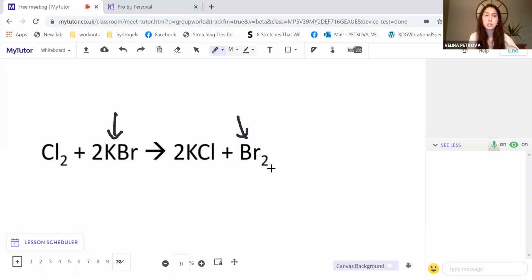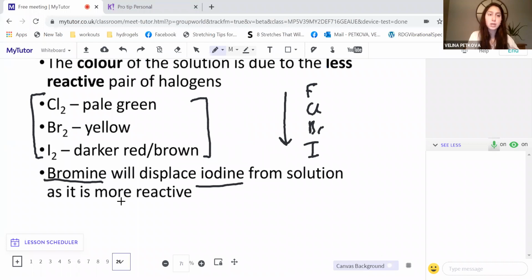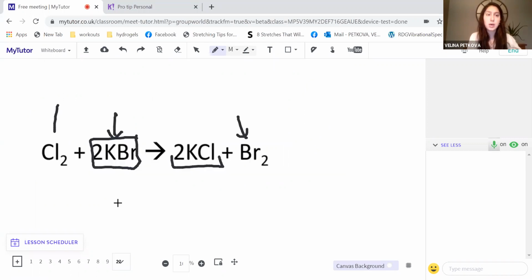Yes, brilliant. So Cl is more reactive than the bromine, and that's why it has displaced the bromine from this compound. It has gone to react with the potassium, and the bromine becomes Br2. Okay, so the color change that we see here, if we look back on the slide, is that we start with a pale green solution, and we would go to yellow.